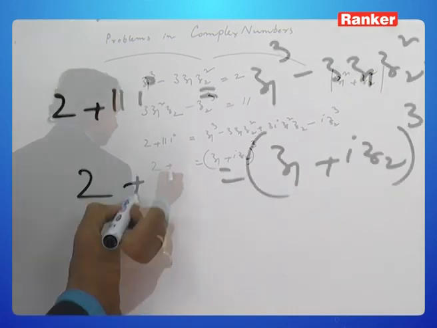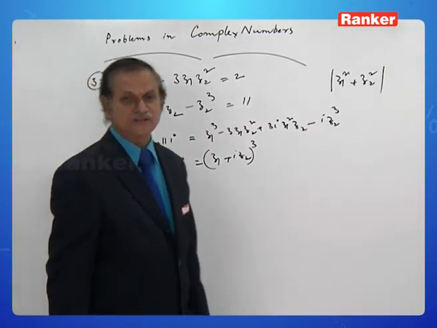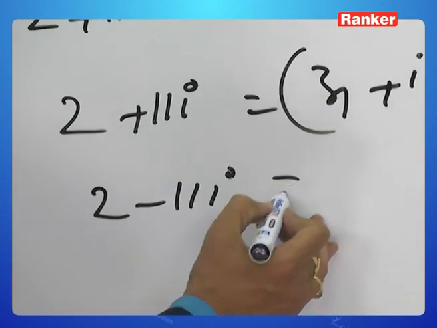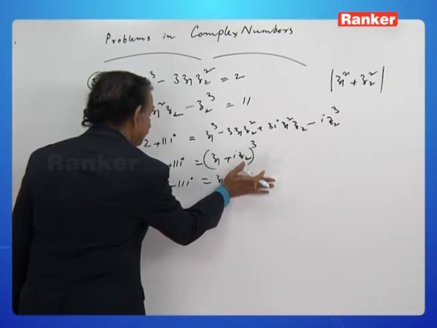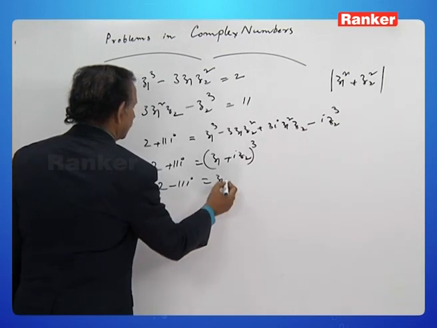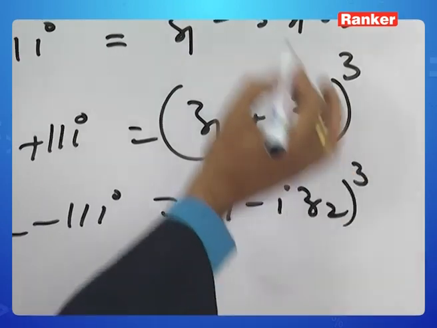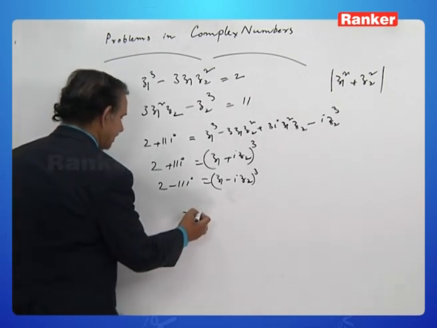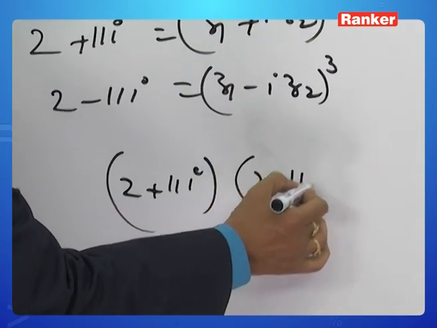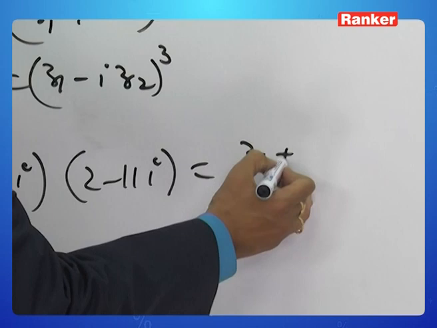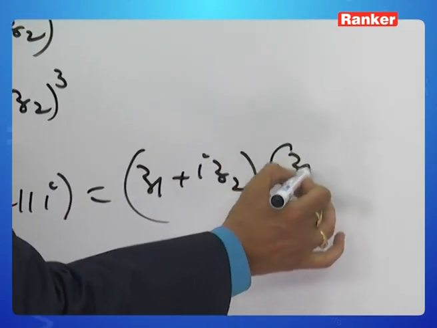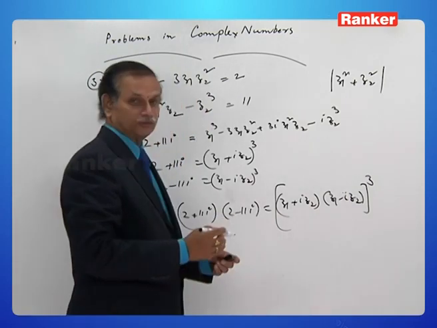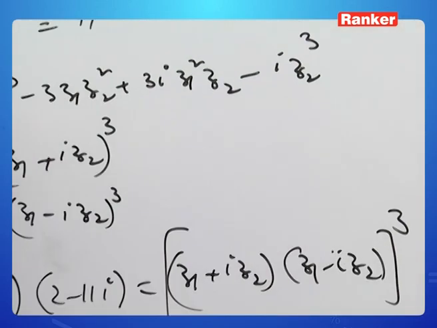Therefore, what could you achieve? 2 + 11i is equal to (z1 + i z2) whole cube. Absolutely, and in exactly the similar fashion, you will be able to have 2 - 11i is equal to (z1 - i z2) whole cube. Let me multiply these two. Let us see what is going to happen. (2 + 11i)(2 - 11i) is equal to (z1 + i z2)(z1 - i z2) whole cube.